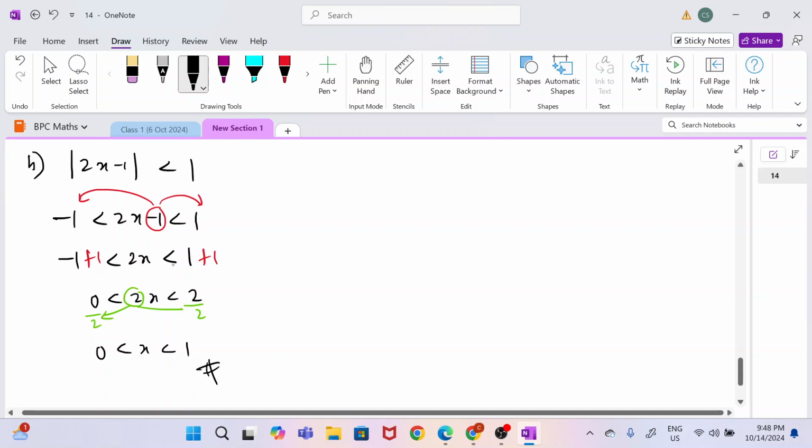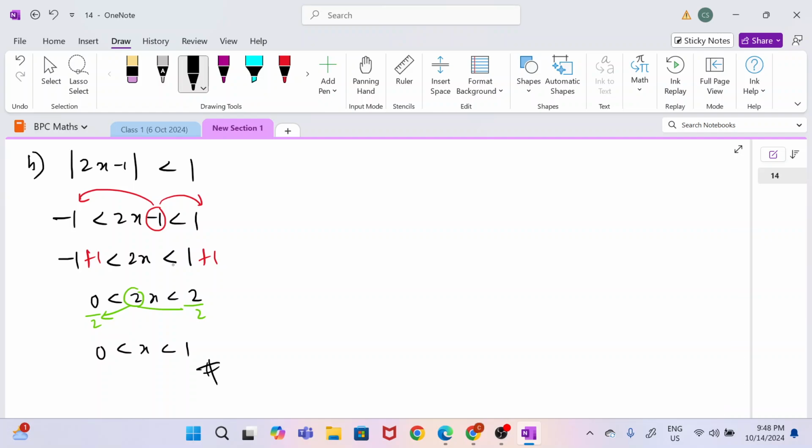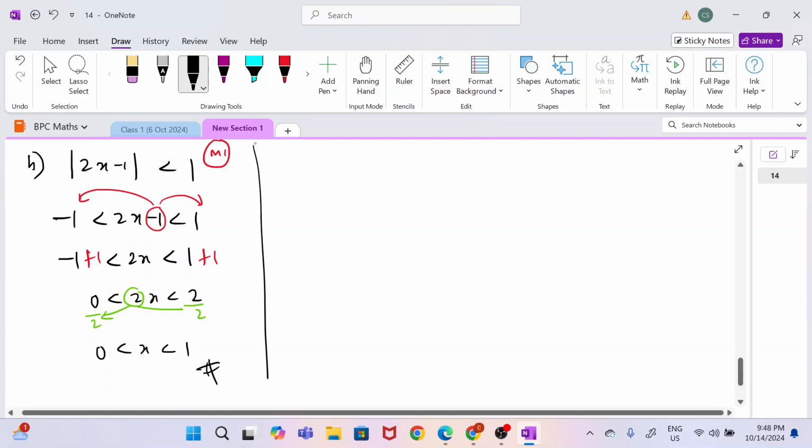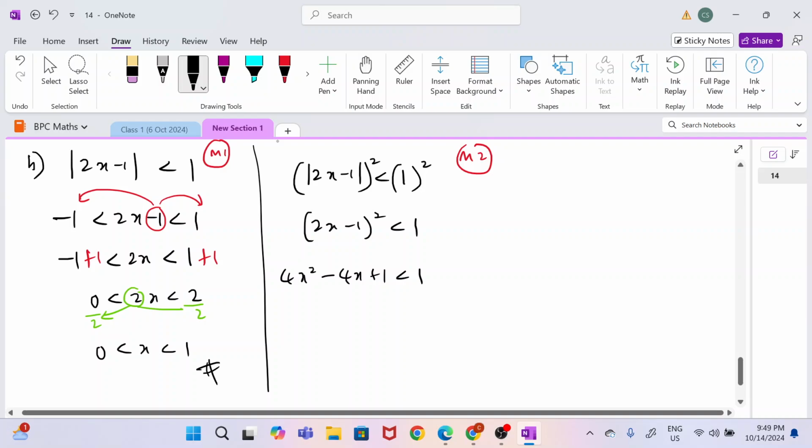This is the answer for B. This is method 1. Method 2, how to do? We square both sides. When you square both sides, the modulus is gone. Expand this, you get this. How do I expand that?